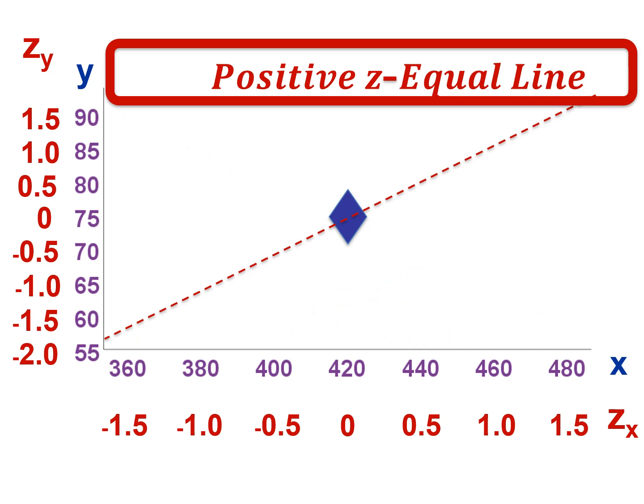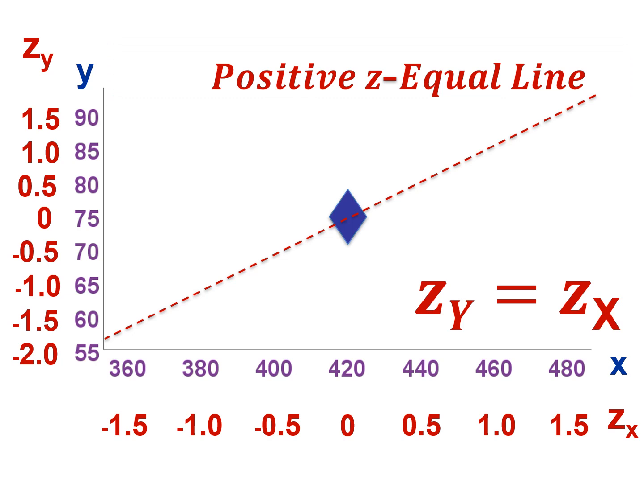First, let's talk about the positive c equal line. The standardized coordinates of every point on the line fit this equation. c of y is equal to c of x. Put another way, c of x and c of y are the same. For example, here is a point on the line. You can see that the coordinate for c of x is 1, and similarly, the coordinate for c of y is 1.